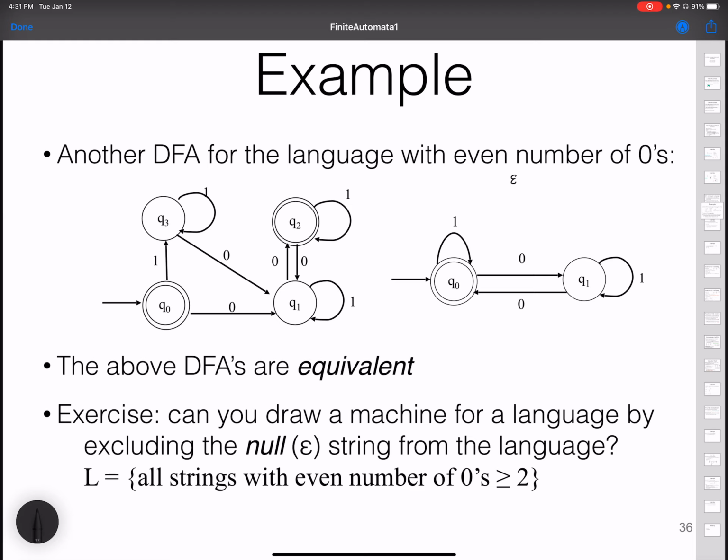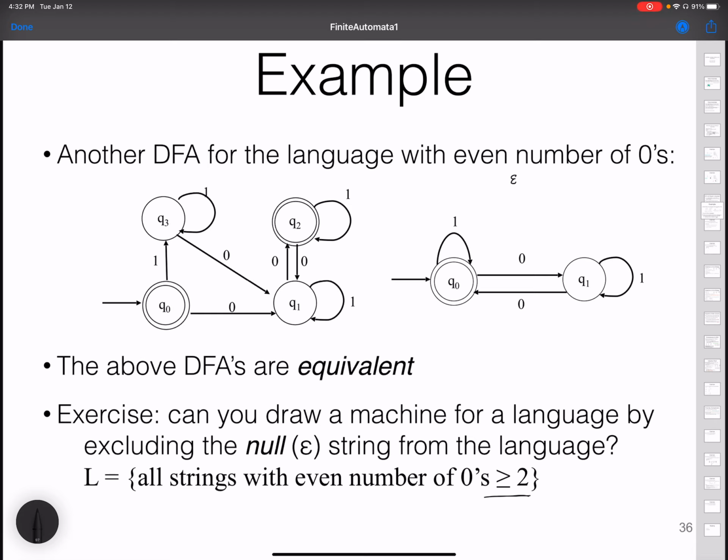Now, as an exercise, just try to modify it and create a DFA that accepts all the binary strings with an even number of zeros, which is greater than 0, so greater than or equal to 2.